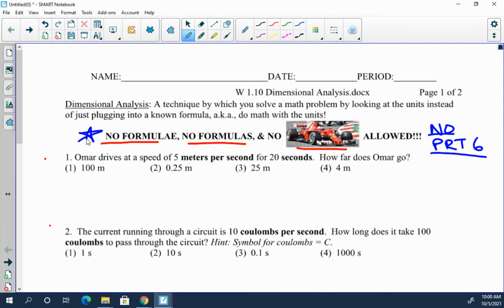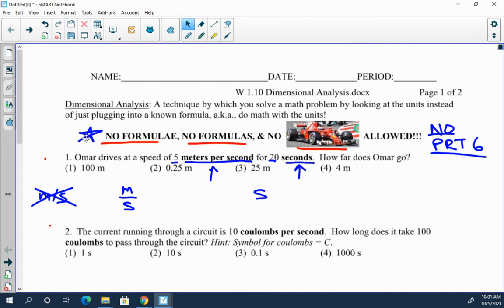So how do we sort this out? You're doing dimensional analysis here. You're only looking at the units. So Omar drives at a speed of 5 meters per second for 20 seconds. What I want you to worry about are the units only. Meters per second, seconds. What do we do? Write them down. M over S. I don't want any of this nonsense. Get rid of that. M over S. Okay? S. Now, with those two alone, we've detached the units from the magnitude. We're only looking at the units.